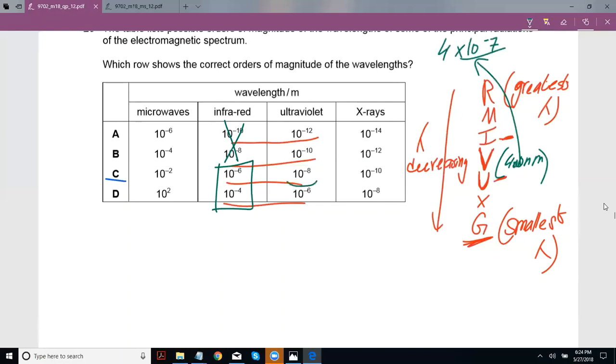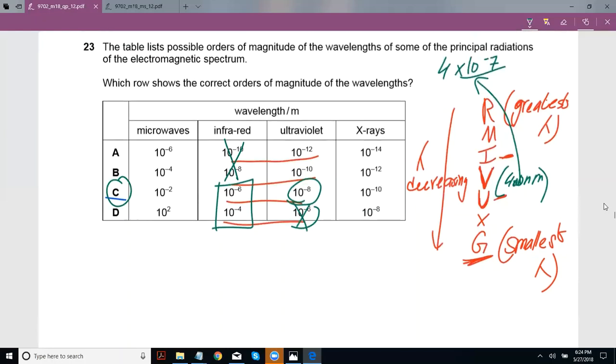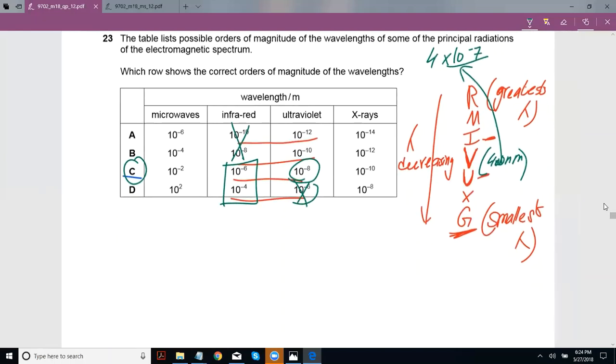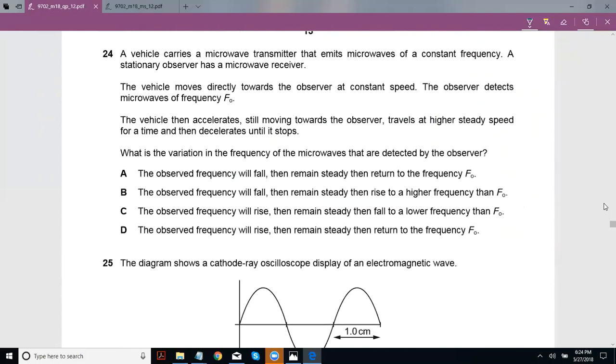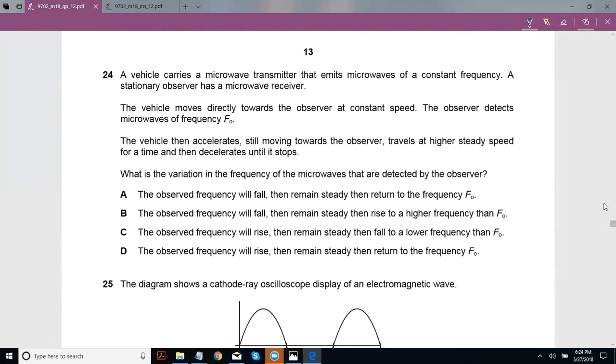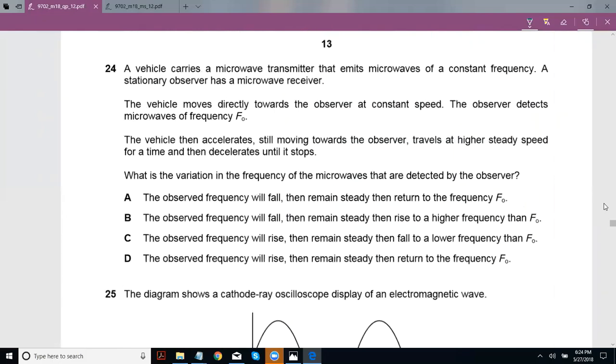So smaller wavelength would be 10 to the power 8. 10 to the power 6 would give you a greater wavelength, which is not what you want. And through that, you can figure out C. And hence, even if you didn't remember anything, as long as you remember the wavelengths of visible light and the hierarchy and how wavelength changes, you can figure it out.